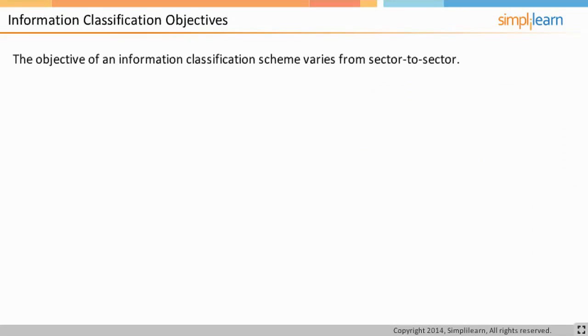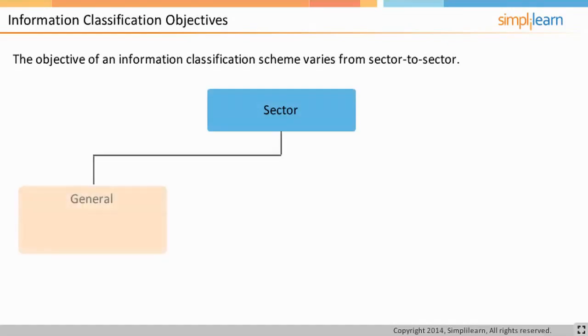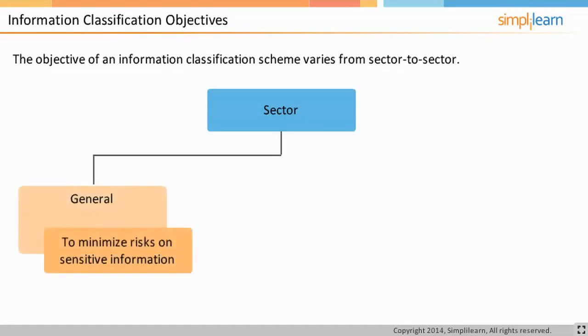The objectives of information classification are discussed in this screen. The objective of an information classification scheme varies from sector to sector. In general, the information classification is done to minimize risks on sensitive information.